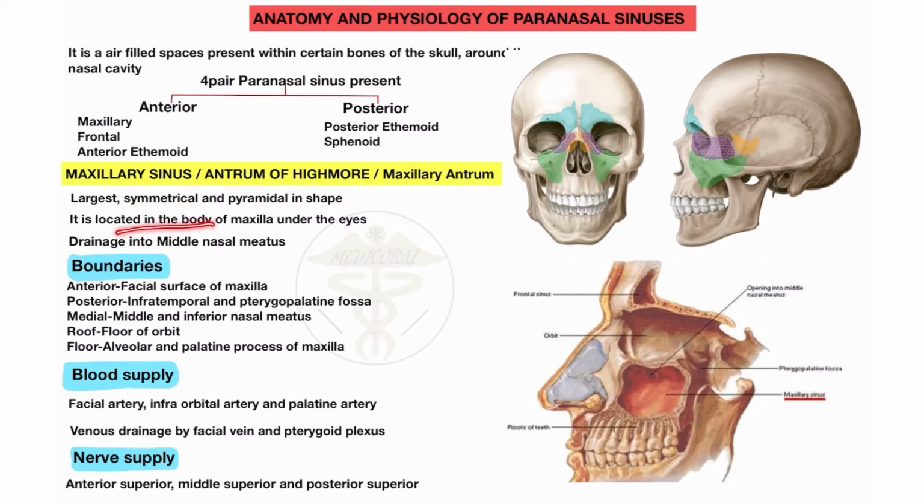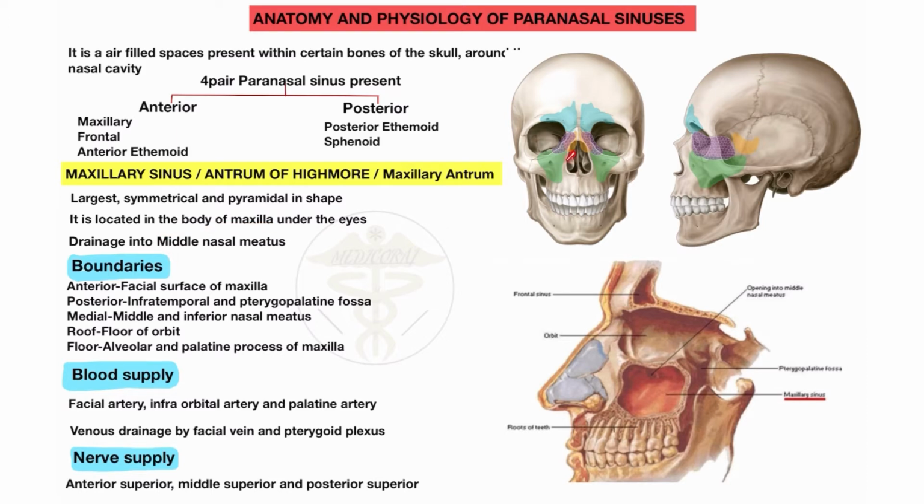It is located in the body of the maxilla. This bone is called the maxilla. Here also is the bone of the maxilla, and the paranasal sinus is located in the body of the maxilla under the eyes. This is the eye, so under the eye these are located.